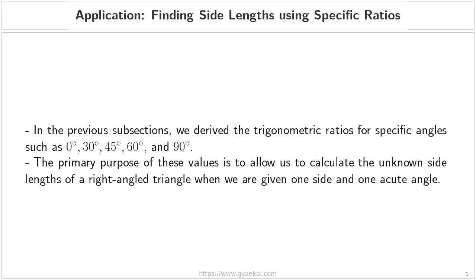But you might be wondering, why did we learn all those specific values? Well, that brings us to the primary purpose of this lesson. These values are powerful tools that allow us to calculate unknown side lengths in a right-angled triangle. As long as you are provided with just one side length and one acute angle, these ratios give us the exact information we need to solve the rest of the triangle.